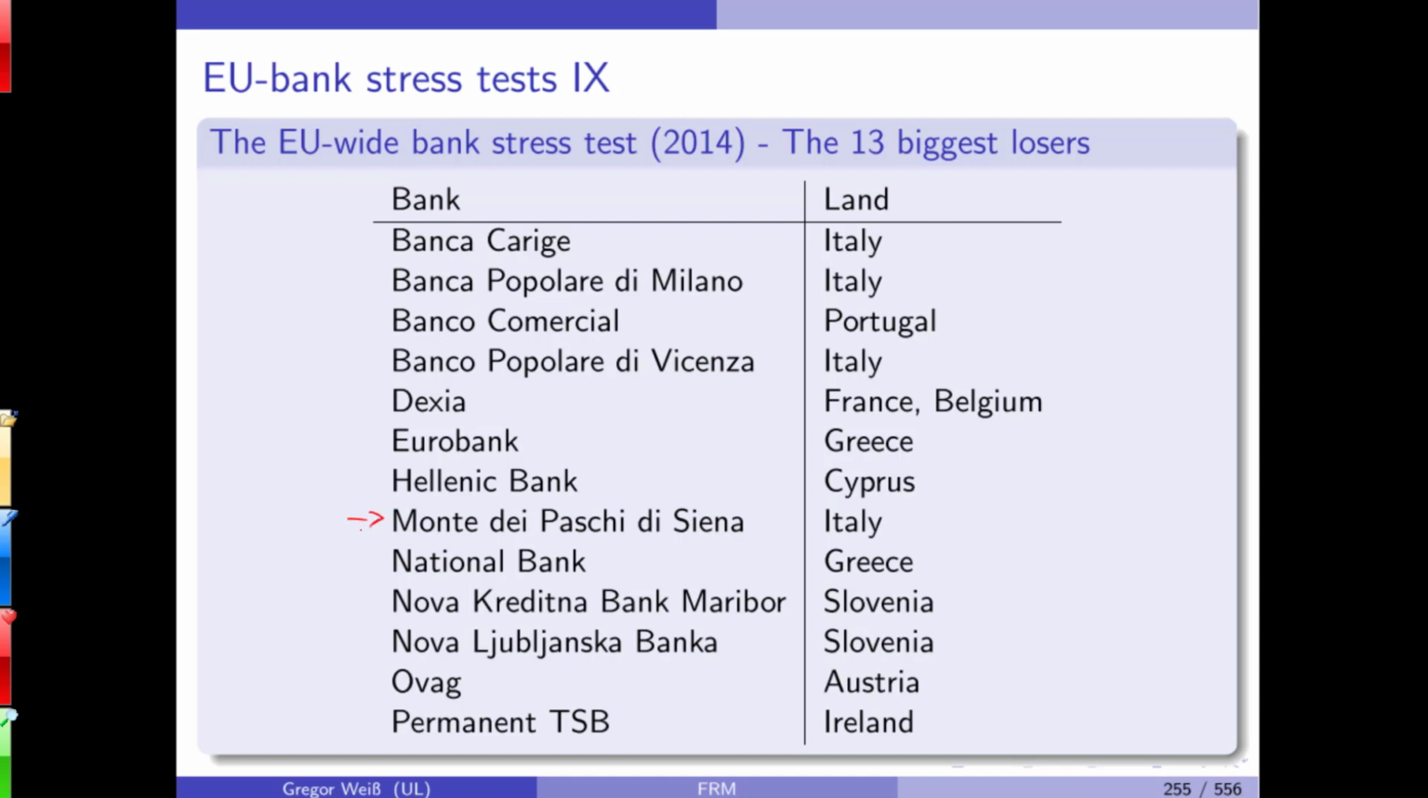This one, is anyone from Italy, maybe? Okay. Monte dei Paschi di Siena is now infamous for being the Italian bank that has the most problems currently in its loan portfolio and has had for the last couple of years. And it's not a big surprise that Monte dei Paschi di Siena was a big loser in the EU-wide stress test. However, one has to take these results very carefully from a research standpoint.